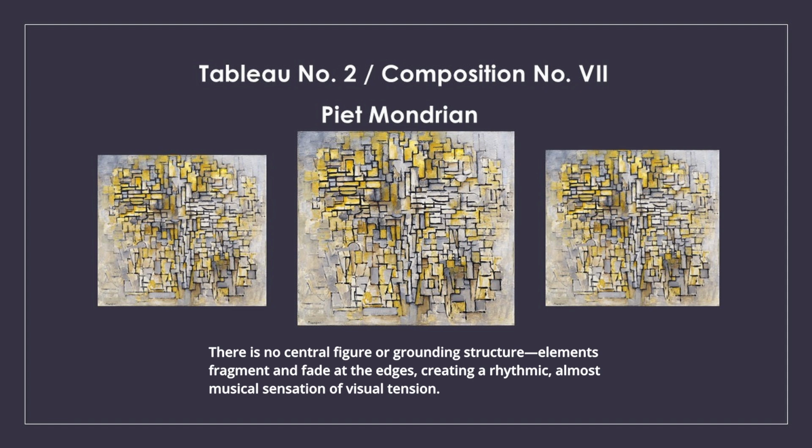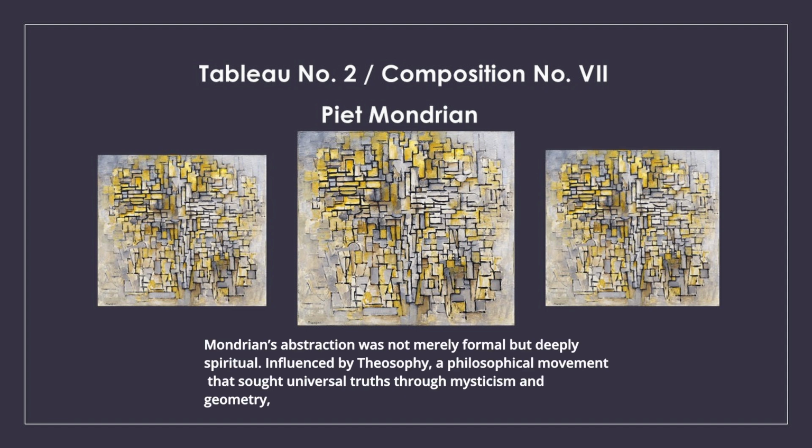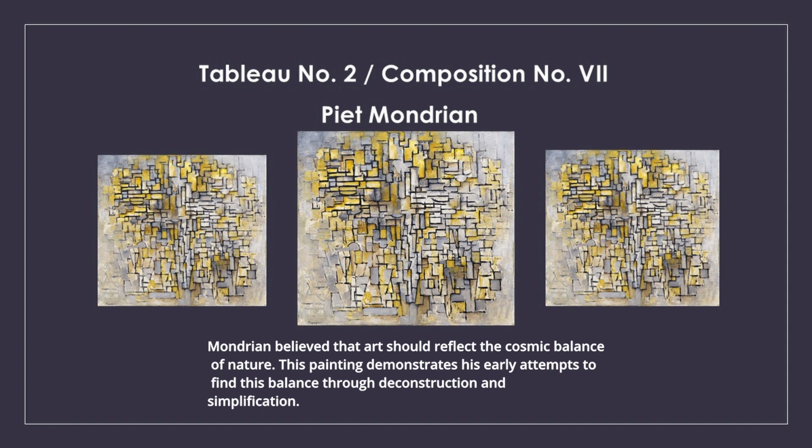There is no central figure or grounding structure; elements fragment and fade at the edges, creating a rhythmic, almost musical sensation of visual tension. Mondrian's abstraction was not merely formal but deeply spiritual. Influenced by theosophy, a philosophical movement that sought universal truths through mysticism and geometry, Mondrian believed that art should reflect the cosmic balance of nature. This painting demonstrates his early attempts to find this balance through deconstruction and simplification.